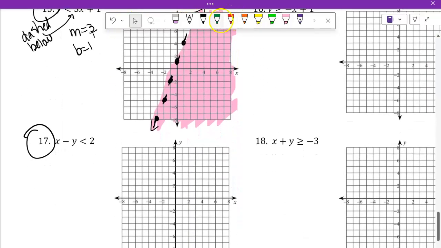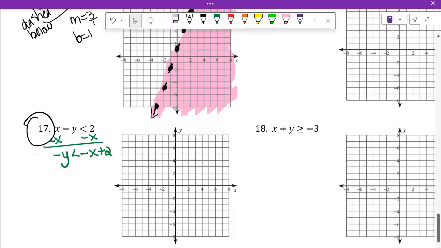And then my last one is not in slope-intercept form, so I wanted to do this one in particular. I'm going to subtract x from both sides. So I have negative y is less than negative x plus 2. Hopefully you're still watching the video at this point, because this is the number one thing kids miss on assignments or assessments. To get y by itself, I have to divide by a negative 1. When we divide inequalities by a negative, remember we have to flip our inequality sign. So I end up with y is greater than x minus 2.